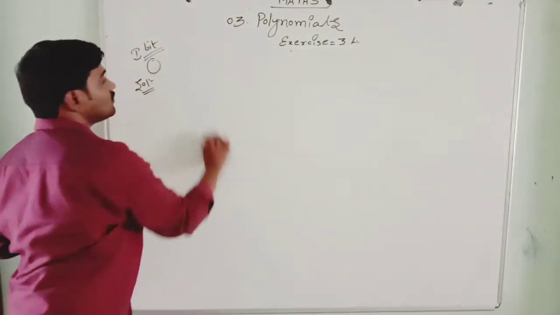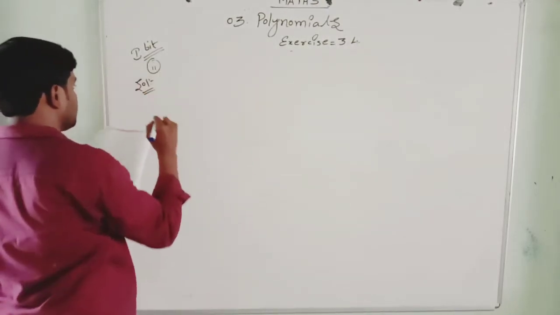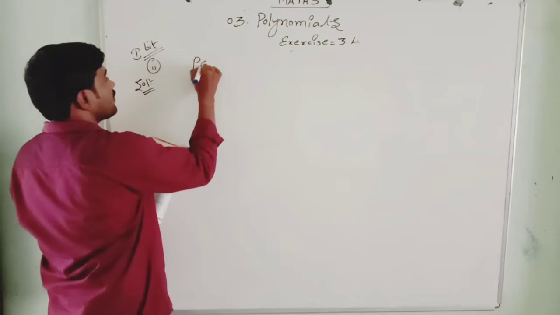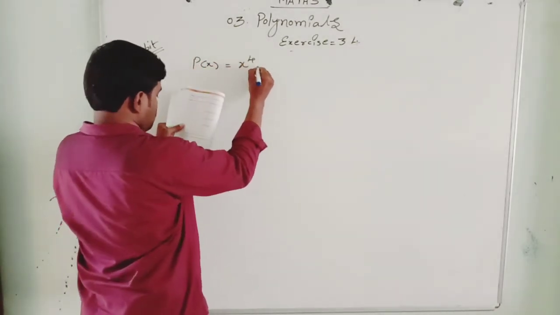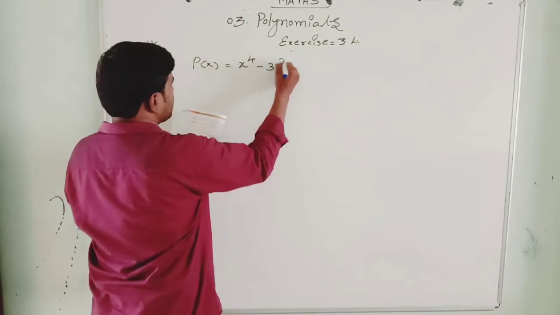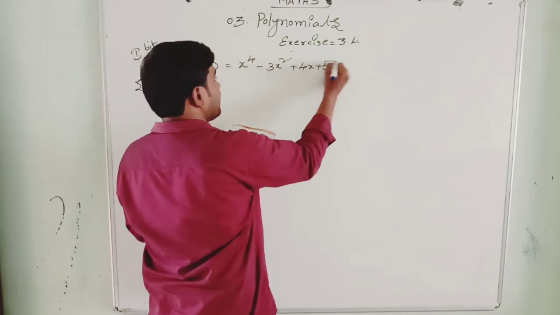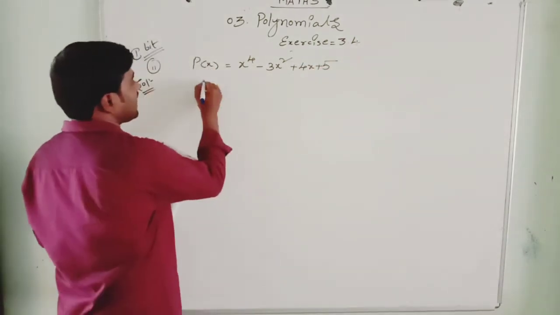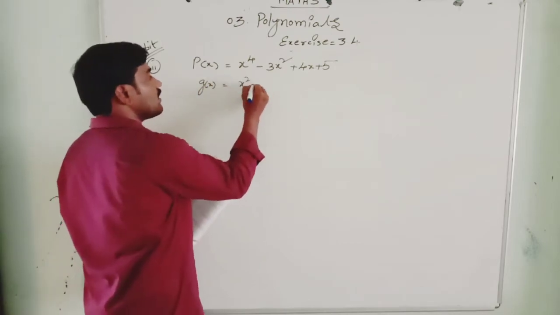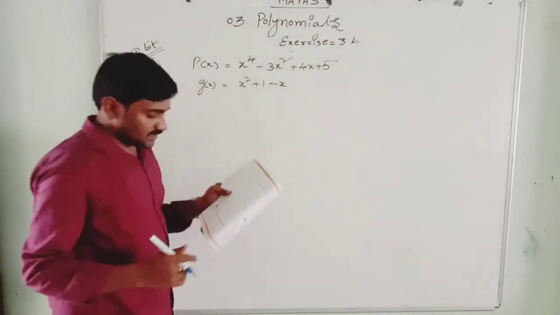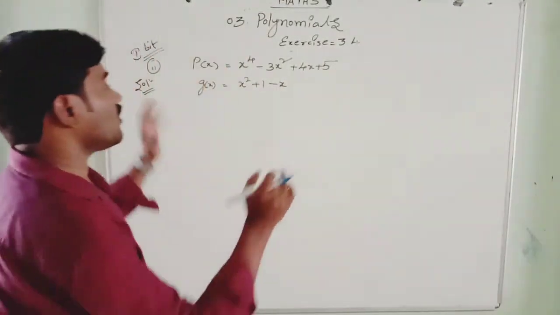If you have any kind of doubt, in the second question you can understand clearly. The second question is P of x equals x to the power of 4 minus 3x square, see, one term is missing, plus 4x plus 5. This we have to divide by g of x, that equals x square plus 1 minus x. So this we have to do. Let us solve this problem, children.